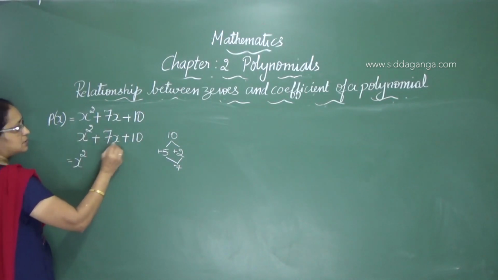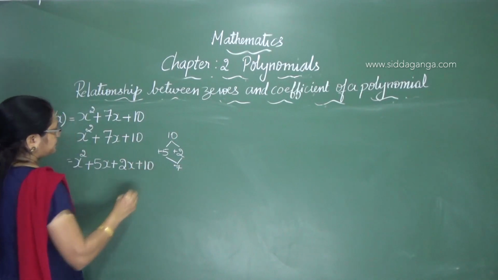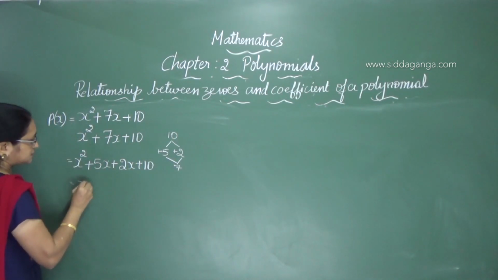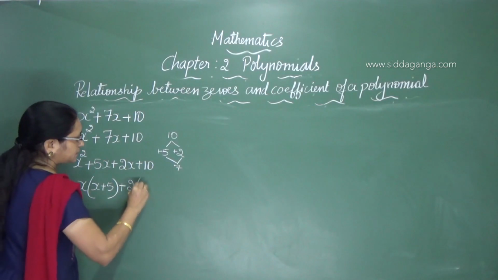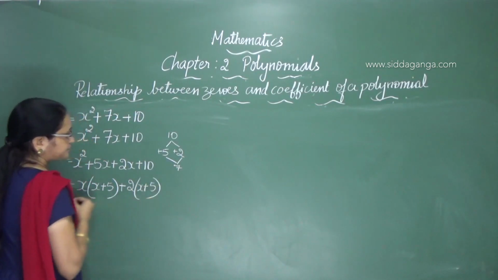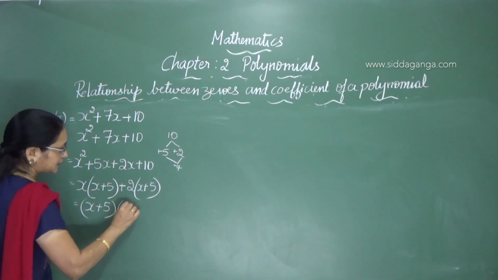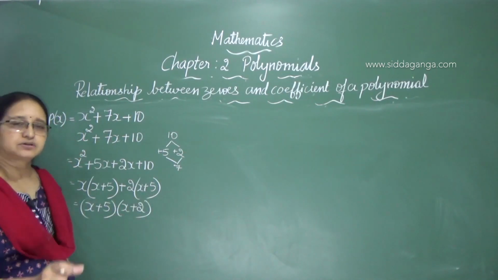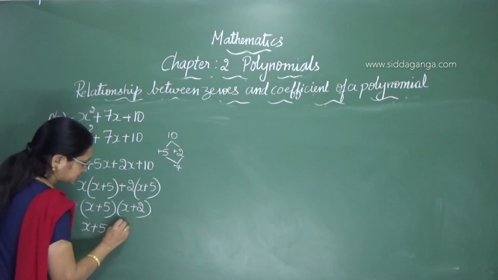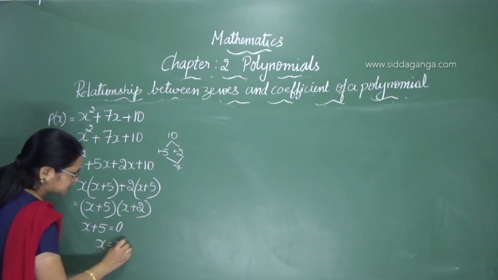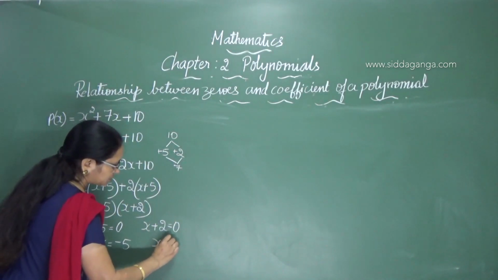So, x square plus, how to split this? Plus 5x plus 2x plus 10. Now, what is common here? Here x is common. So, x plus 5. And here 2 is common, x plus 5. Now, x plus 5 into x plus 2. So, this is how you have to split the middle term. Now, to find out the zero, I told you x plus 5 is equal to 0. So, x is equal to minus 5. Same way here, x plus 2 is equal to 0, x is equal to minus 2.